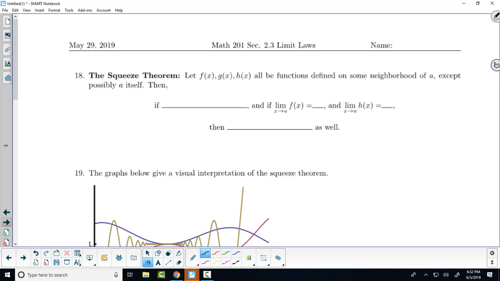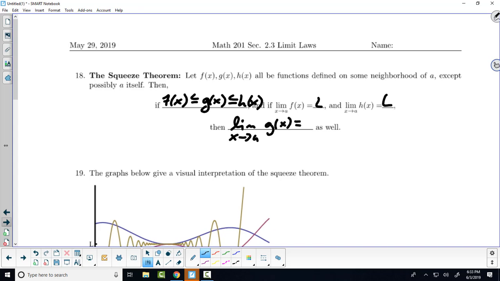So the squeeze theorem says, suppose f of x is always below g of x, which is always below h of x. Then, if the limit as x approaches a of f of x is L, and the limit as x approaches a of h of x is L, then the limit as x approaches a of the inner function must also be what? L.